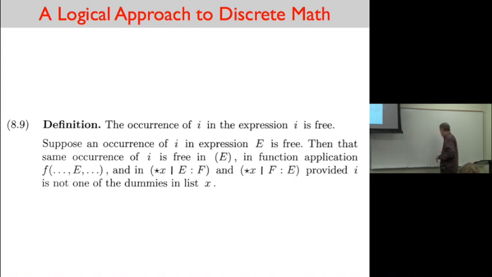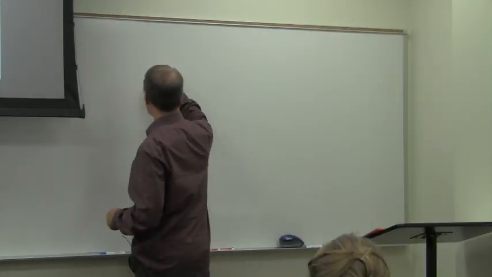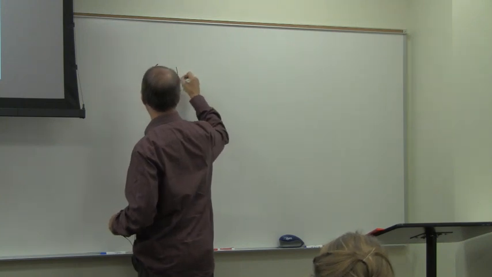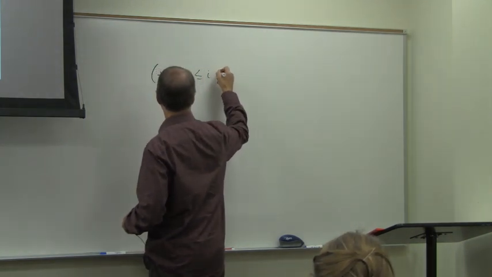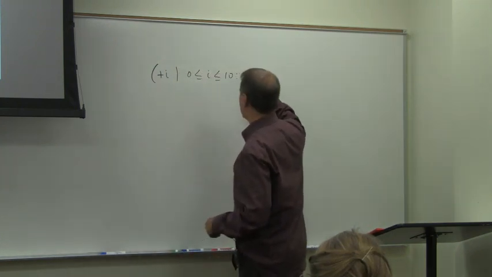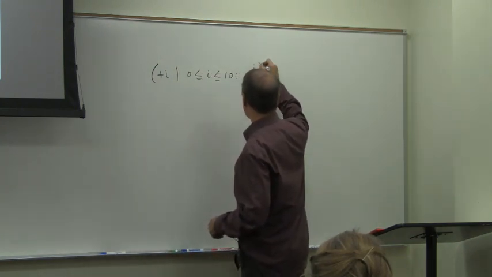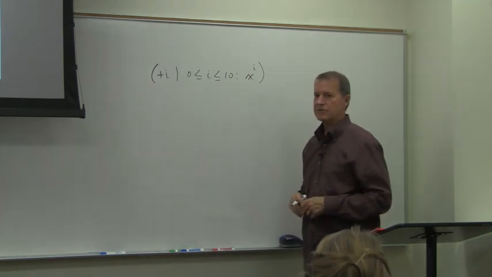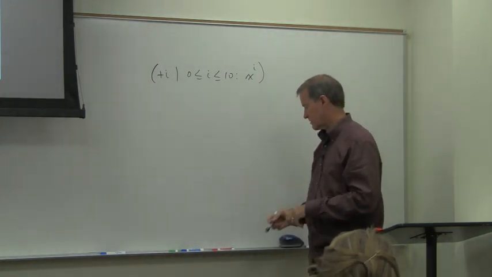Now, here is an example of that. Suppose we have the sum of x to the I, for 0 less than or equal to I, less than or equal to 10. All right? Suppose we have something like this.